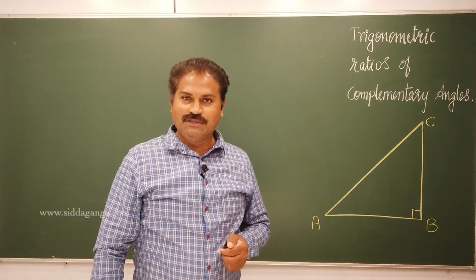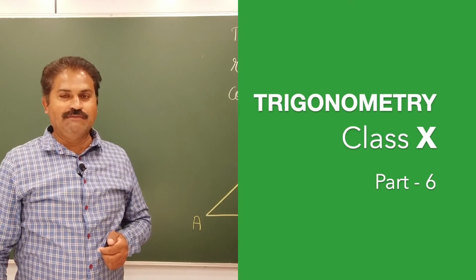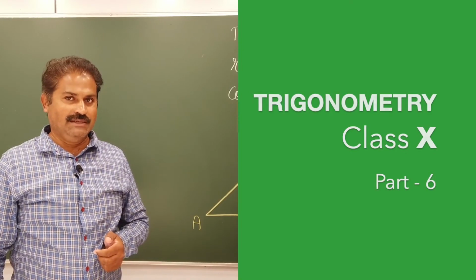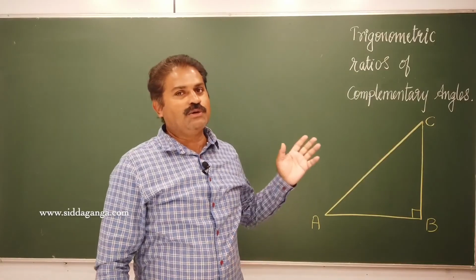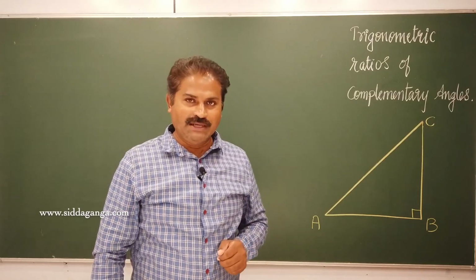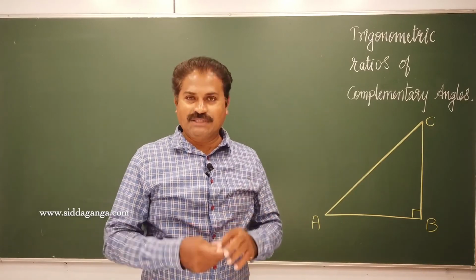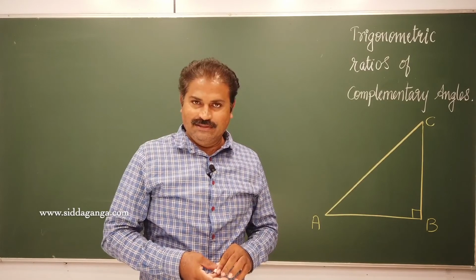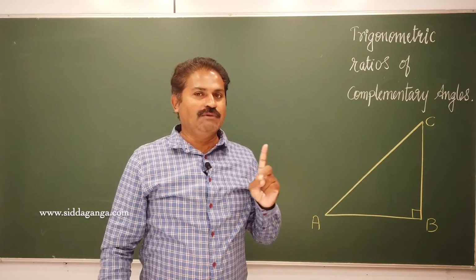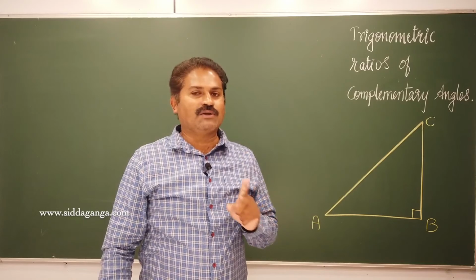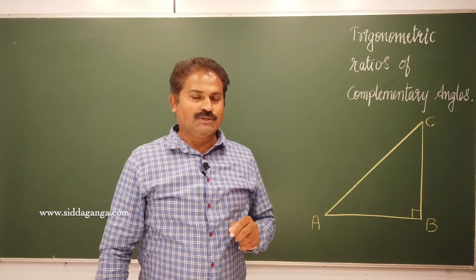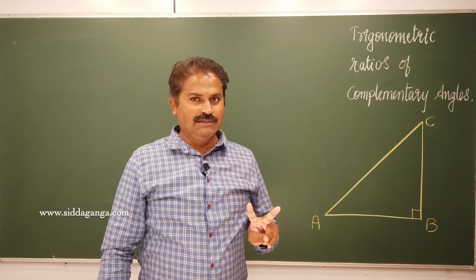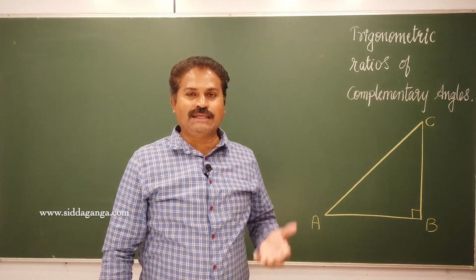Yesterday we learnt about standard angles and their values and we solved all the problems from your text. And today we shall study about trigonometric ratios of complementary angles. What do you mean by complementary angles? If the sum of two angles is equal to 90 degrees, then those two angles are called complementary angles. So complementary angles are two acute angles whose sum is going to be 90 degrees.